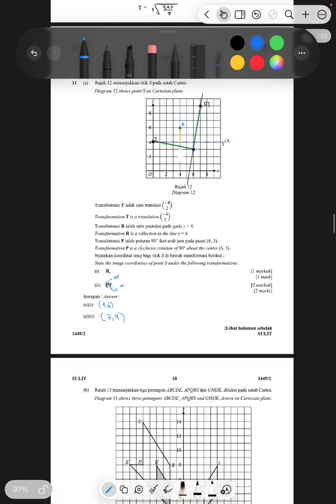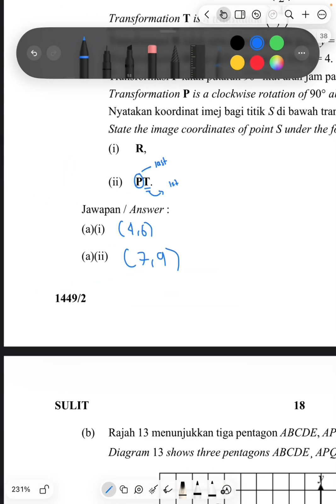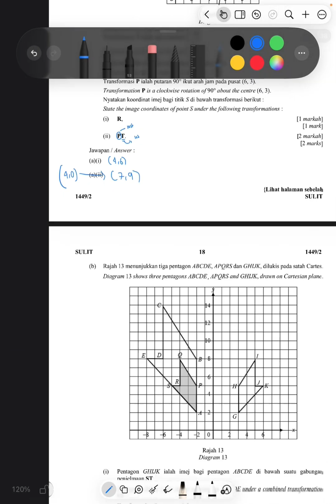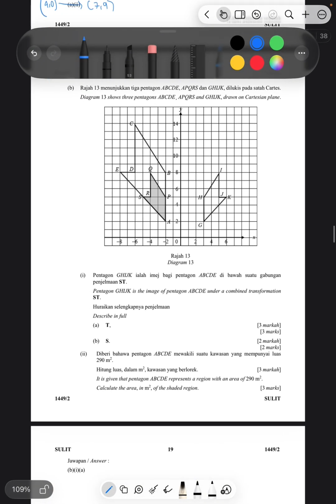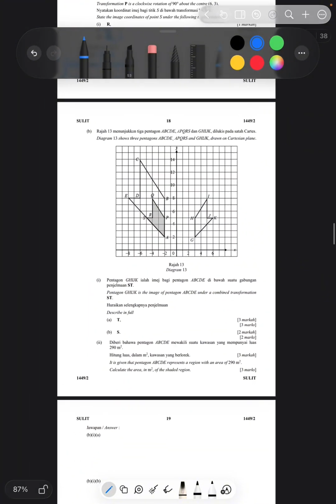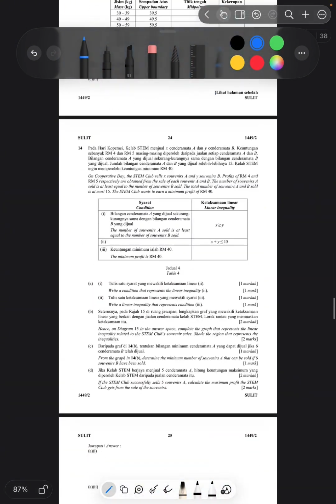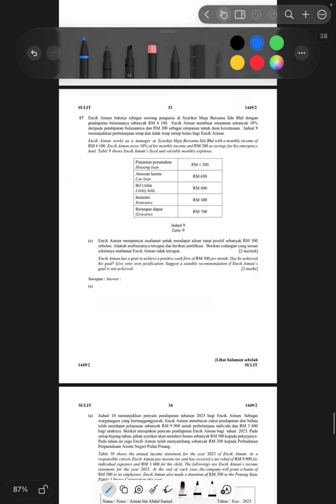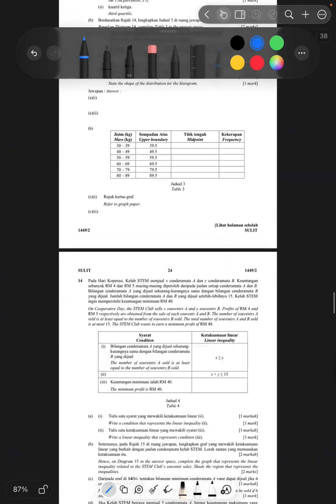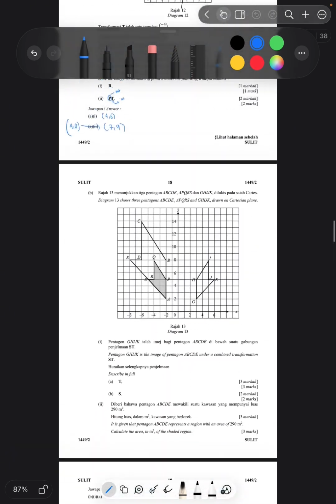State the image of A. So it went from (4, 0) to (7, 9). Now, pentagon GHJK is the image of pentagon ABCDE. Wow, so many. Okay, next part 2.